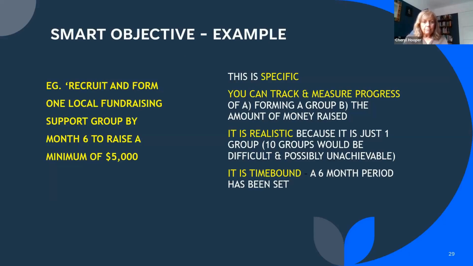It's something that as a manager you can track and measure progress, because you can see, have they formed a group? How much money is being raised by that group? And it's realistic, because if you agree that with your fundraiser, it would be based on something that they thought would be realistic. If you decided on 10 groups, it would be unrealistic and difficult to achieve. And then, of course, it's time bound, because you've put a 6-month period there, which you can review.